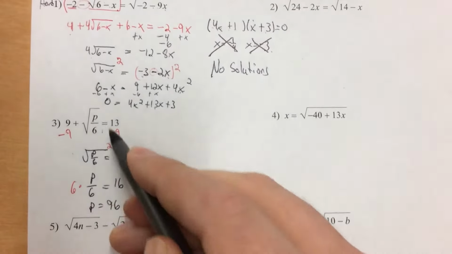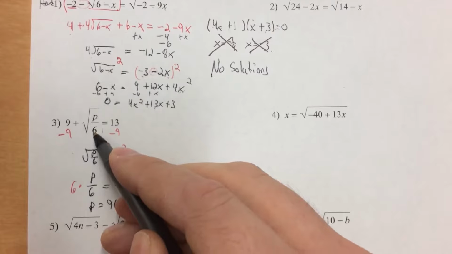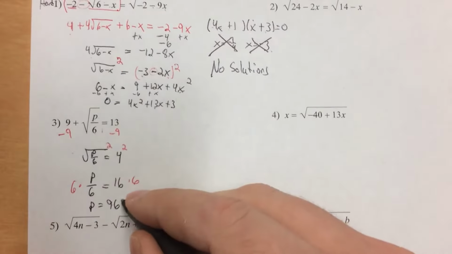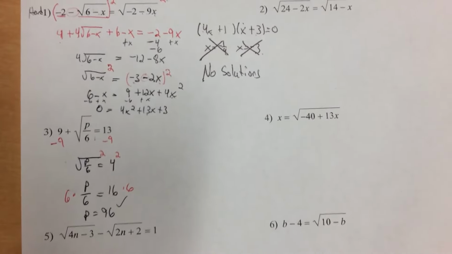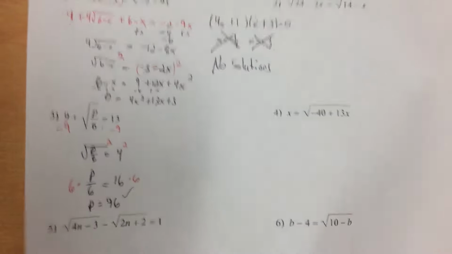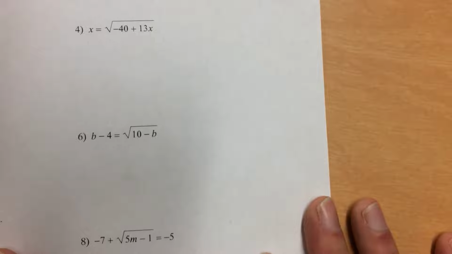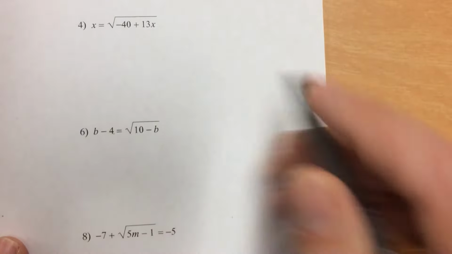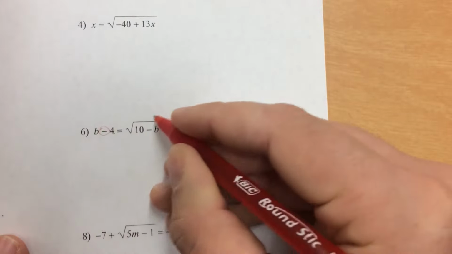When we check our answer, 96 divided by 6 is 16. The square root of 16 is 4. 9 plus 4 is 13, and so it works. All right, we'll do one more. Let's see. Number 6 here is a good in-between mix. There's only one square root, but there is a binomial. So when we square both sides, we have to recognize that this makes it a binomial.